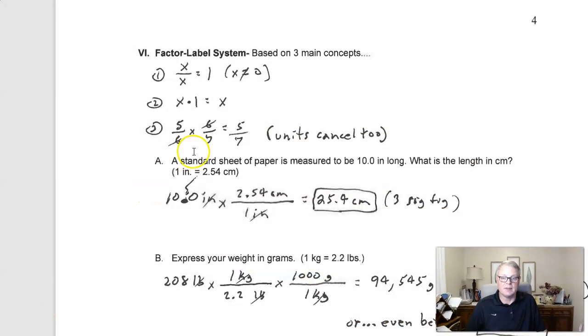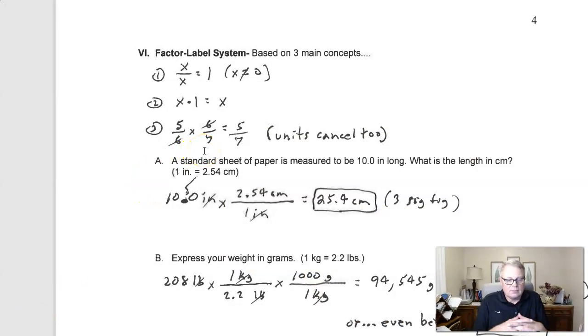Right, let's talk a little bit about the factor label system. If you remember, we were talking in the last video, what if I could show you a way to do a problem where you just could not find a way to mess it up? Well, that's what we're going to talk about here. We're going to talk about something called the factor label system, otherwise known as dimensional analysis sometimes.